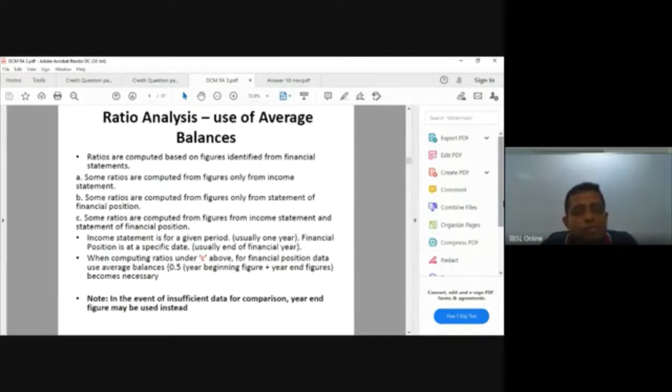Now, this slide was very important. I repeatedly told you, when you are calculating ratios, you may take all figures from the income statement. In order to calculate a particular ratio, you may have to take all figures from the income statement, like gross profit ratio: gross profit and the sales, both are from the income statement. In that case, no need to take average figures.